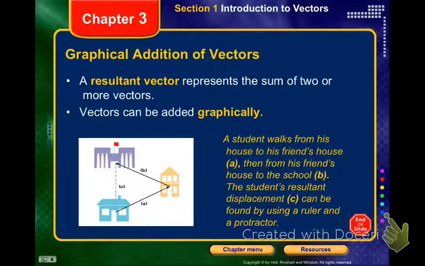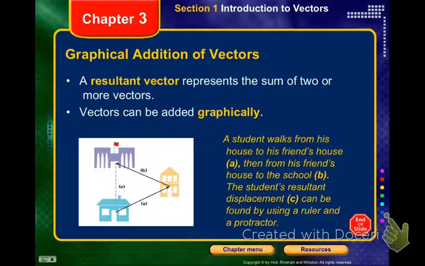Right here, we're talking about graphical addition of vectors, and the new term that you're going to learn today is resultant. That term will be basically used for the rest of anything we talk about dealing with mechanics for the rest of this trimester. So a resultant vector represents two or more vectors. And depending on the direction of those vectors, are you adding them, subtracting them, what are you doing with them?